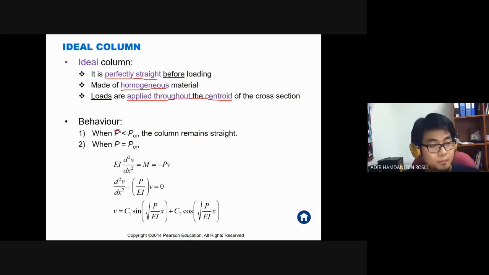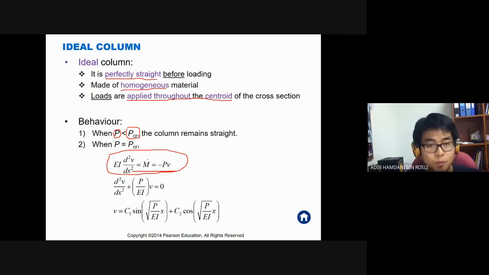If you apply the load P, which is less than the critical load of that column, the column will remain straight. P is less than P critical for this column, so it will remain straight. You can test this with your ruler. Apply a load which is bigger than the critical load, and it starts to buckle, and this is defined by this equation. So here it starts with this one.